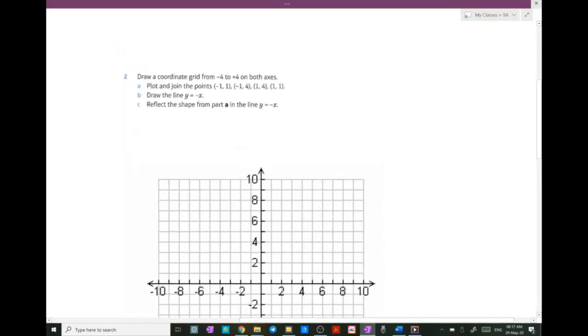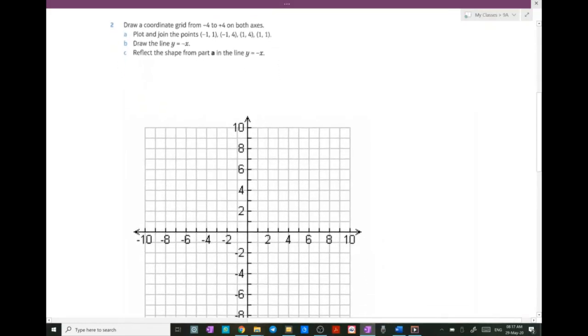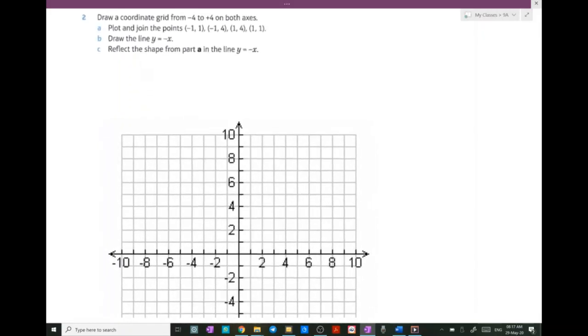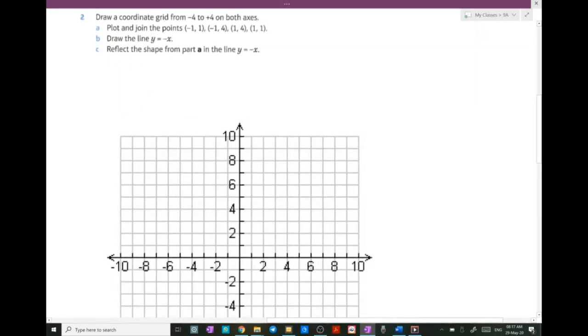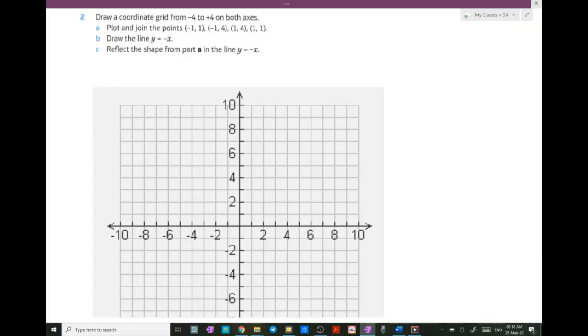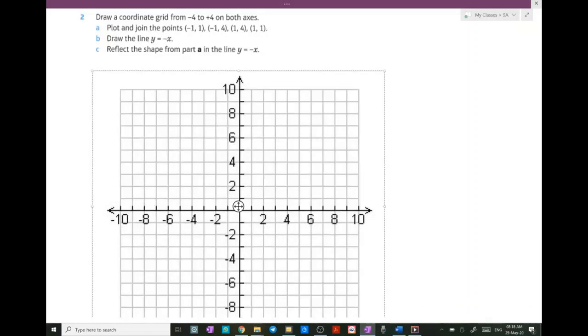The second exercise is number 2, and it's about reflection. Draw a coordinate grid from -4 to +4 on both axes. So I already drew this grid, and plot and join the points.